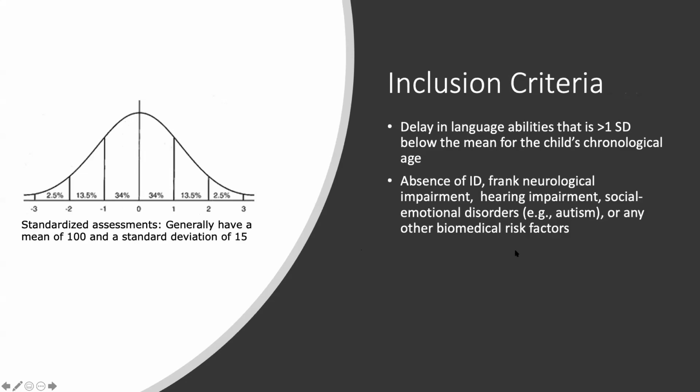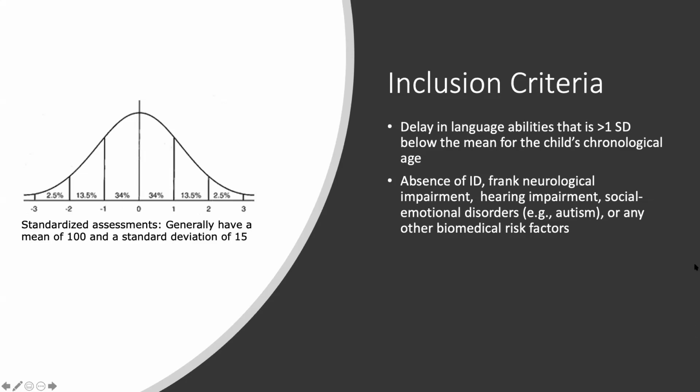Another one of the inclusion criteria is that there has to be an absence of a frank neurological impairment, hearing impairment, or some kind of social emotional disorder. So that really comes down to it having to be a primary language impairment. It can't be the result of something else like autism or not being able to hear for half of your life, something like that.